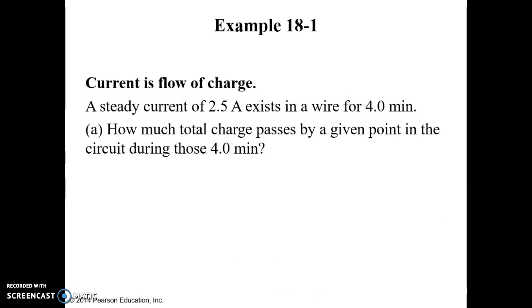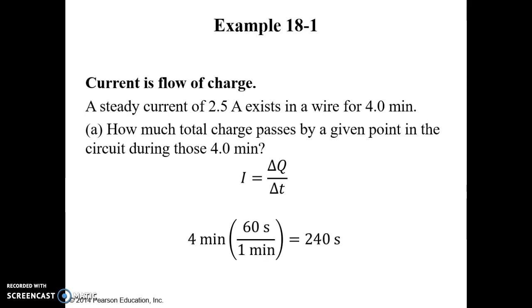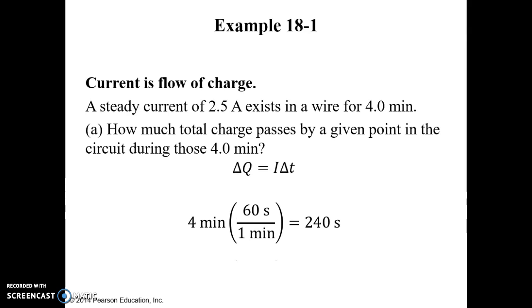Alright, I think we're ready for our first example. A steady current of 2.5 amps exists in a wire for 4 minutes. How much total charge passes by a given point in the circuit during those 4 minutes? We'll start with our new equation, but first we need to convert minutes into seconds to get 240 seconds. Now we can rearrange the equation to solve for charge. From there, it's a straight plug and chug to get 600 coulombs passing through the wire.